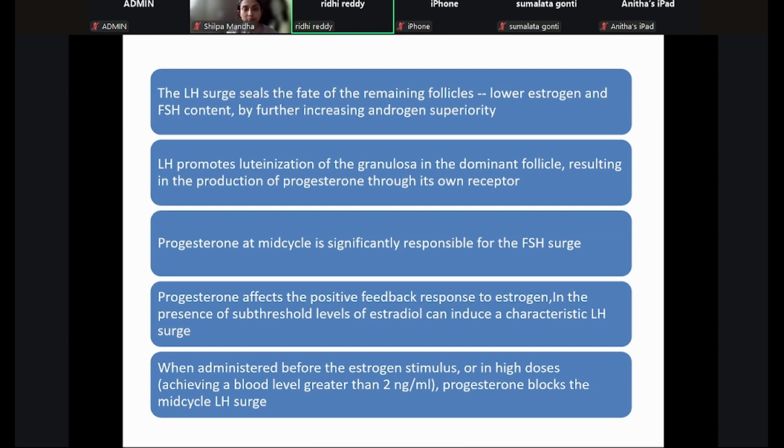Before ovulation, two surges will happen: the FSH surge as well as the LH surge. Estradiol helps in the LH surge, whereas a mild elevation of progesterone helps in the FSH surge. So progesterone affects the positive feedback response to estrogen. In the presence of subthreshold levels, it can induce a characteristic LH surge. But when progesterone is administered in high doses before the estradiol peak, it blocks the mid-cycle LH surge, because only a small amount of progesterone is needed for the FSH surge as well as the LH surge.